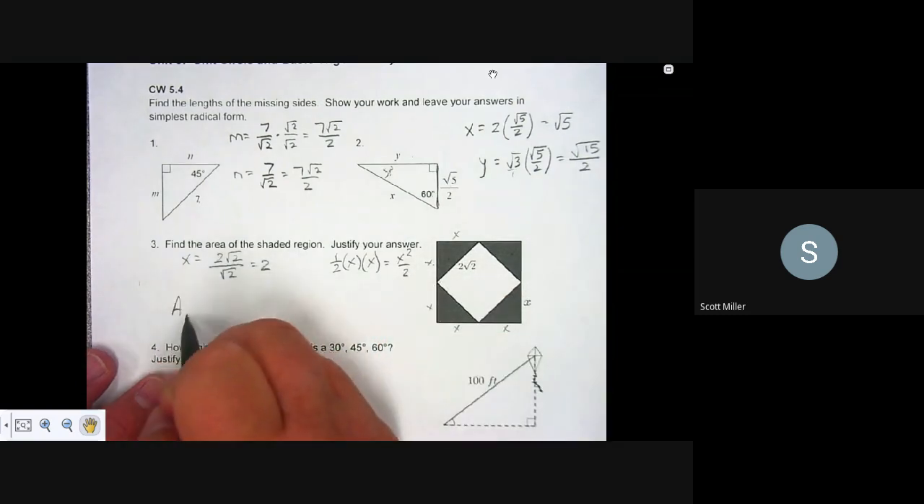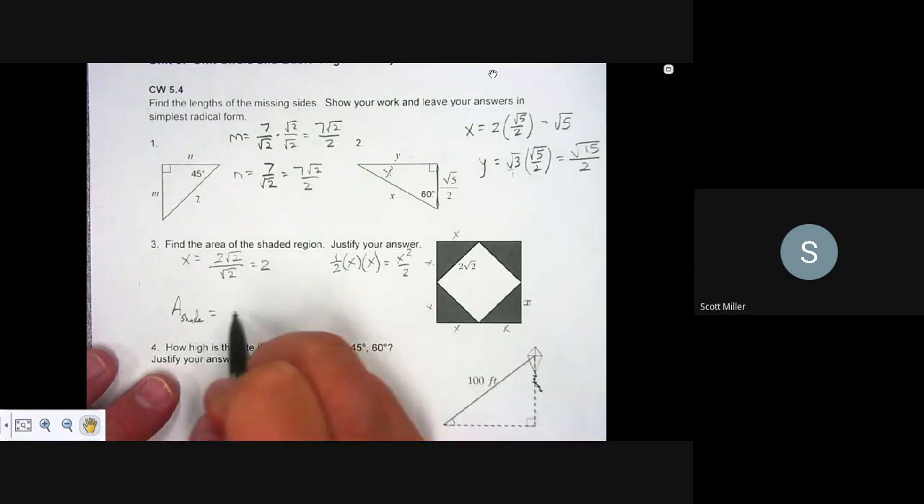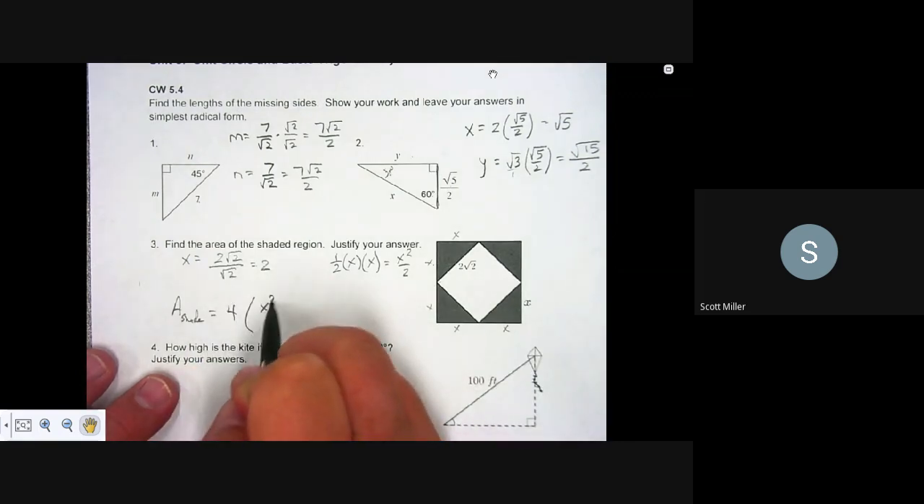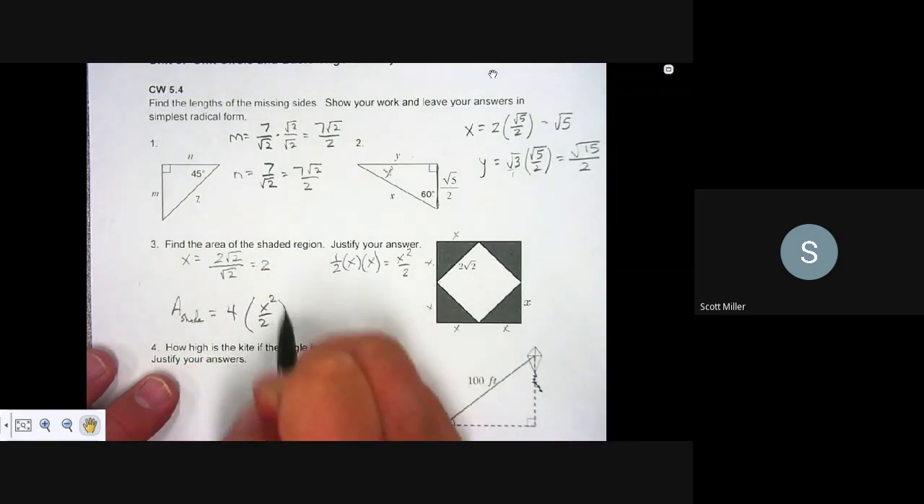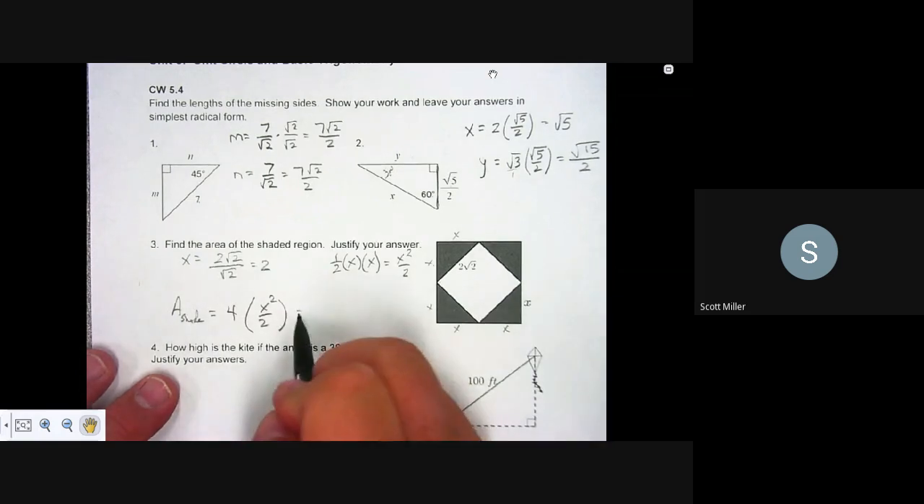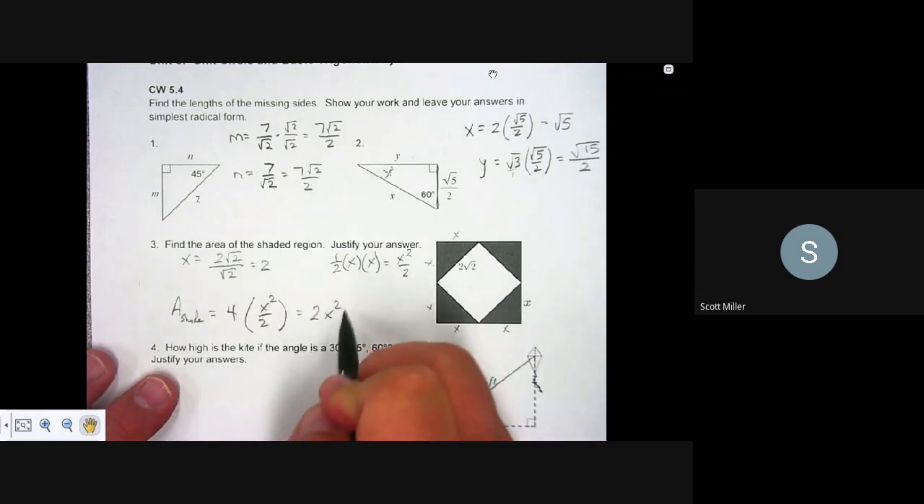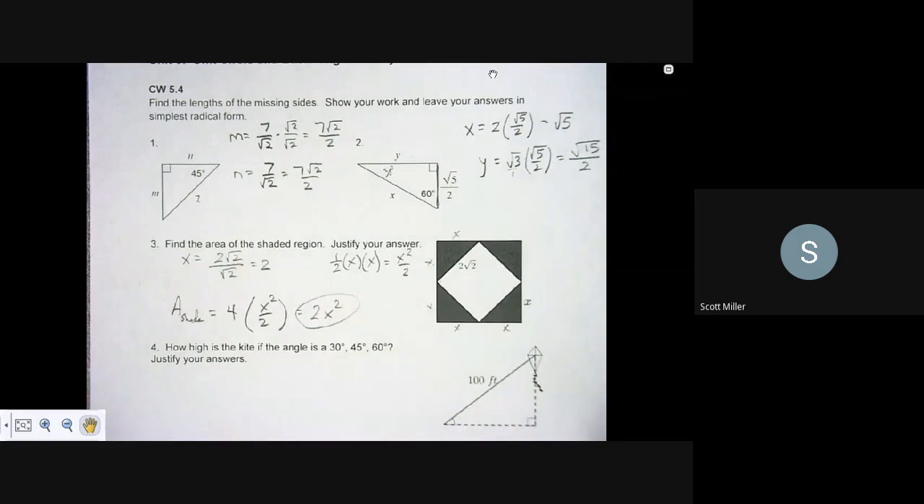So the area of the shaded region is 4 of those. And so then I have 2x squared. So, like I said, a lot of things you can do. That was just one option available to you.